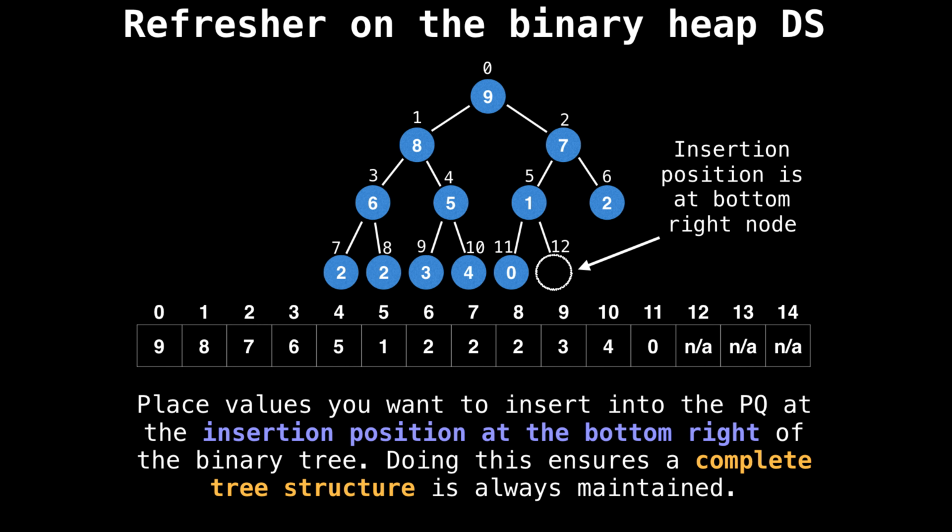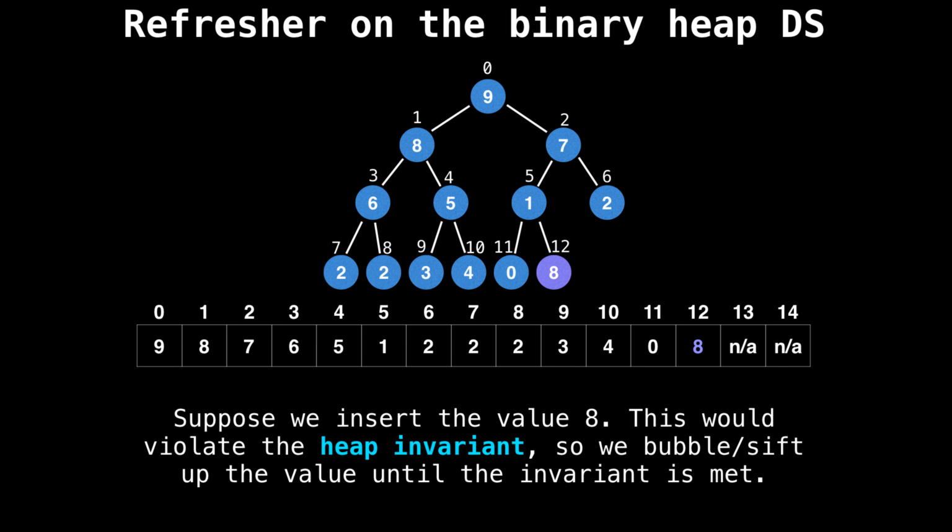Whenever you want to insert a new value into the priority queue, you insert the new value at the insertion position at the bottom right of the binary tree. Suppose we want to insert the value 8. This would violate the heap invariant, so we need to bubble up the value until the invariant is met. So swap nodes 5 and 12. The heap invariant is still not satisfied, so swap again. Swap nodes 2 and 5, and now the tree is balanced.